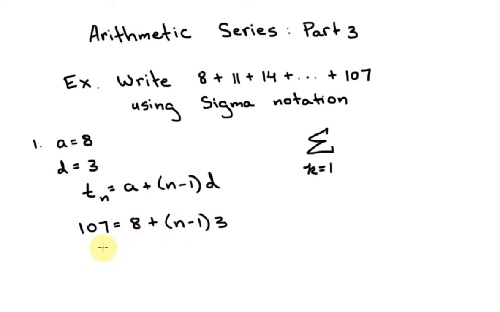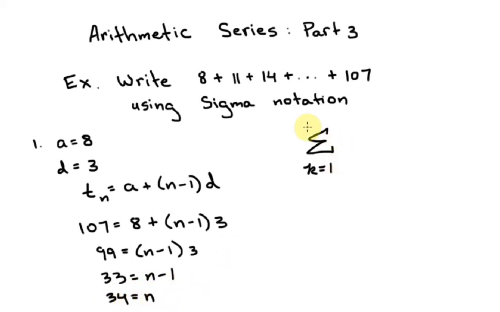Now I'm going to go ahead and solve this for n. So take 8 away from both sides. So we're down to 99. Then I have n minus 1 times 3, and then divide the 3 over, so that's 33 equals n minus 1. Well, guess what? If I add 1 over, I now know that there are 34 terms.